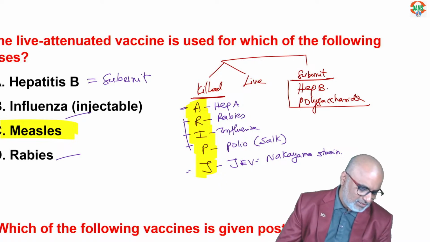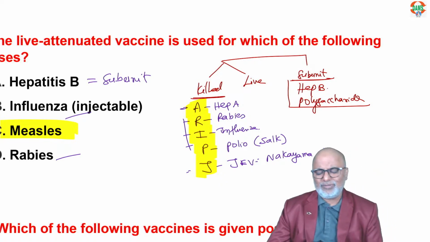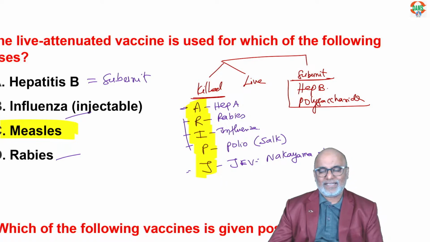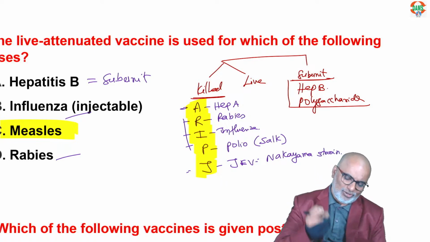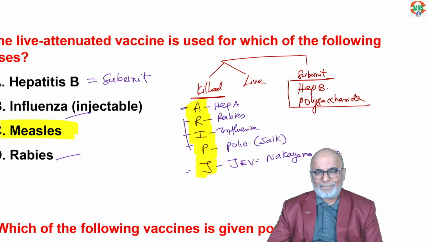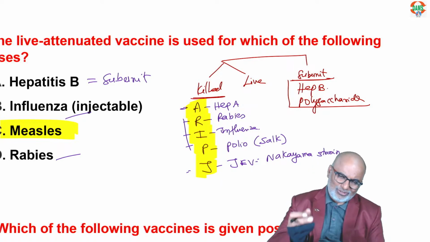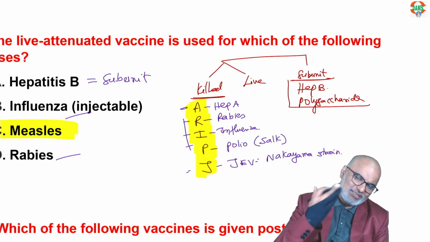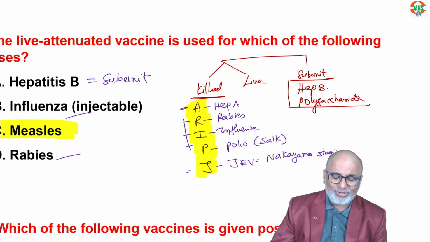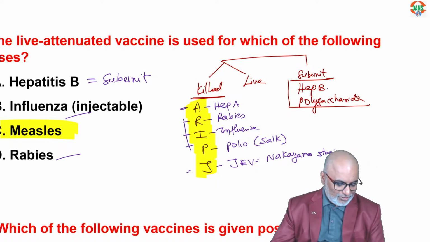Got it? Pertussis you cannot say is killed, because nowadays we are using the acellular vaccine. We are taking a particular component of the cell. Then diphtheria and tetanus are toxoids. It is not live, it is not killed. We take the toxin and deactivate it. Toxin is converted into toxoid.